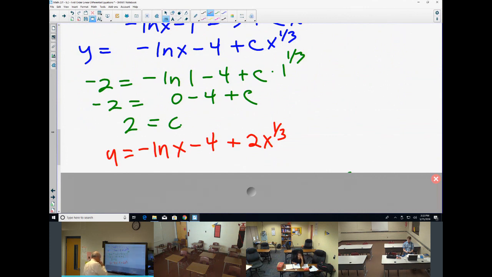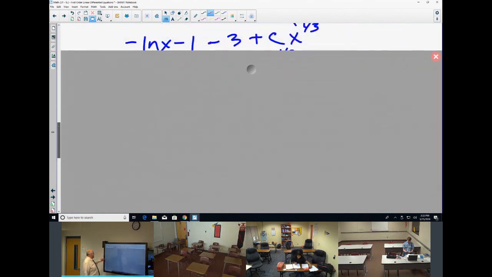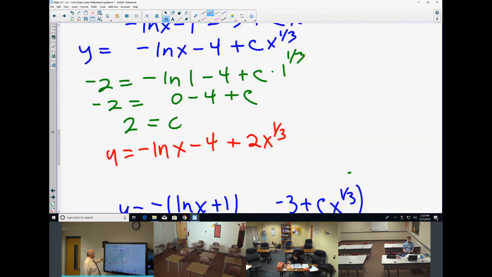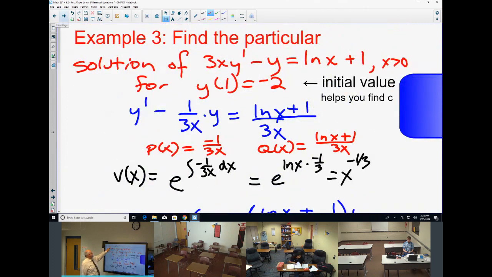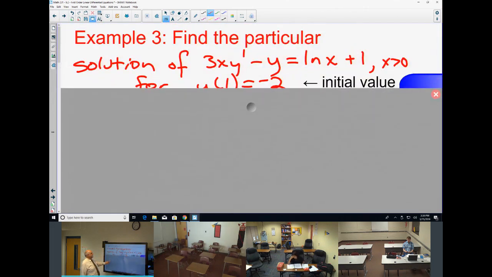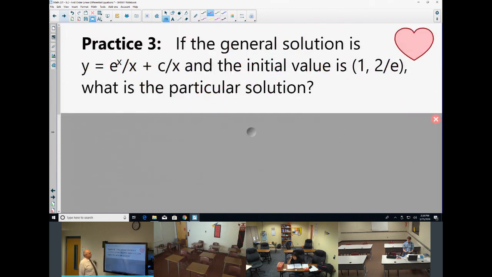Okay? All right, so let's see if you can do that before the bell rings on us here, before we end class. So let's try that last practice problem. So the particular solution, that means you have to find c and plug it in. But you do that last.